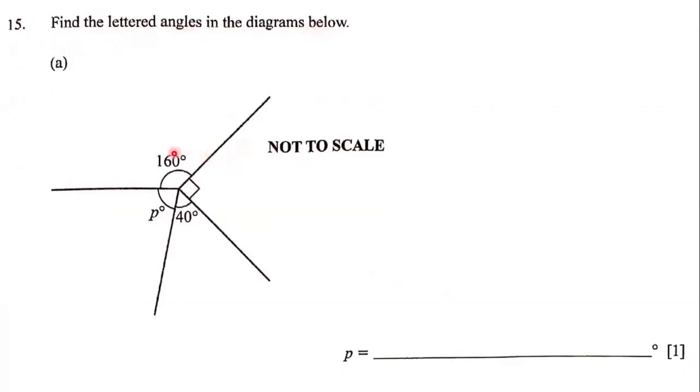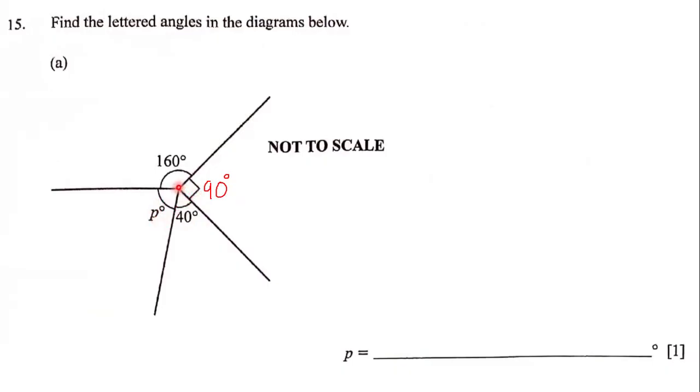So here we have 160. This right here, this is a box shape. And what this basically is, this actually represents 90 degrees. Once you see that square looking shape or that box looking shape, that's 90 degrees, all right? So we have 160, 90 degrees, and 40 degrees, and P. So we have to figure out what is the measure of angle P.